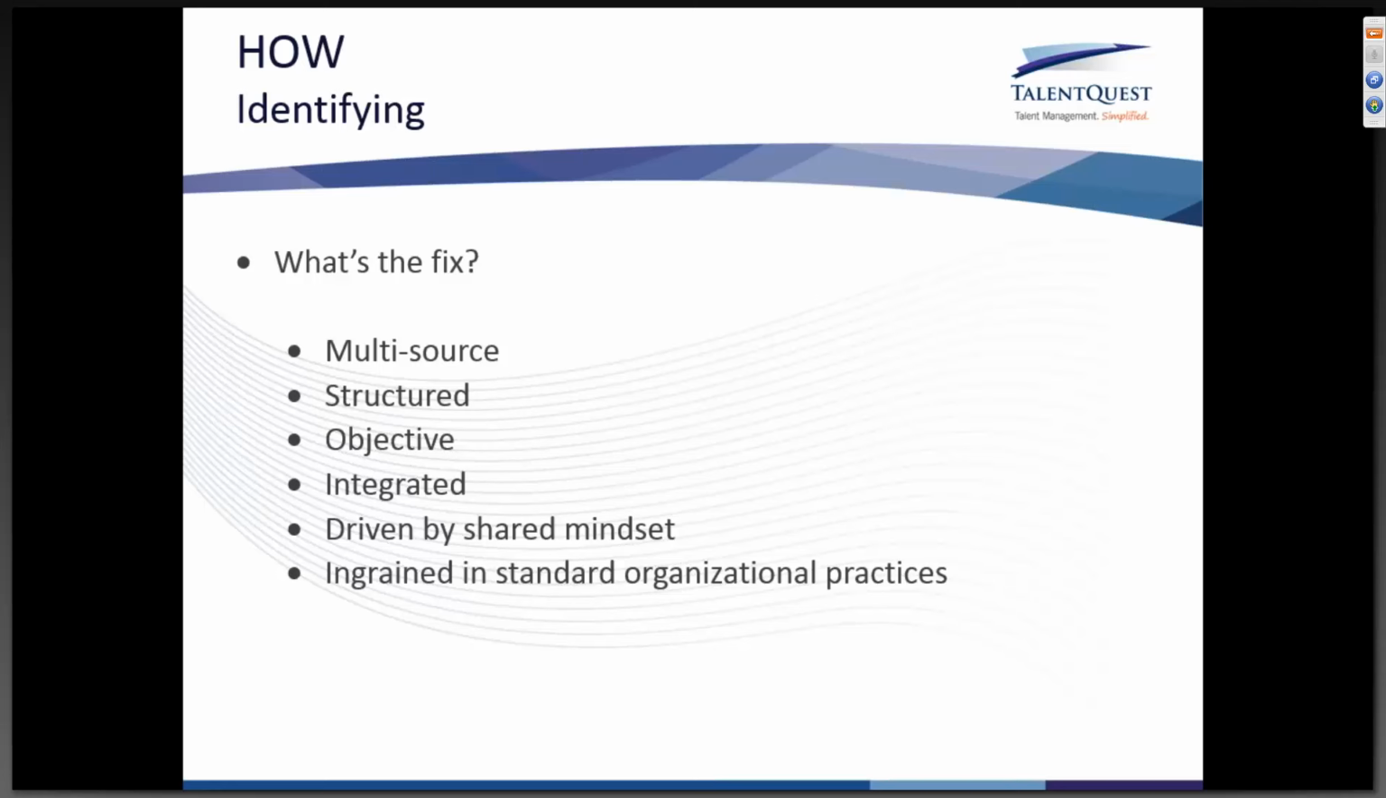So what's the fix? How do we get past those errors and avoid misidentification? Well, obviously it's the opposite of what we just talked about. It's coming with a multi-source perspective, having more inputs than just one opinion. It's being somewhat structured so that there's consistency across the process, and Joe in Kansas City gets the same shake at being a high potential as Jane in New York. And so that there's some consistency on how we bring people in and folks have all crossed over the same height bar. Being objective to the degree possible.